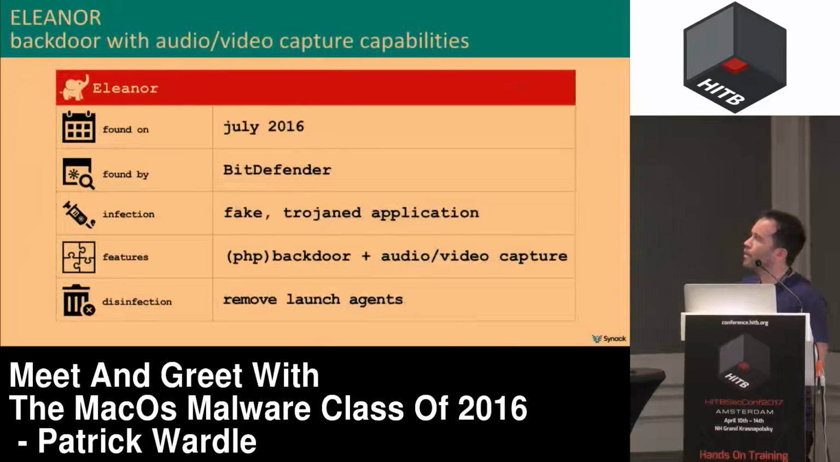Okay, so the next sample I want to talk about is Eleanor, and this was discovered in July by Bitdefender. And as we'll see, it's a PHP-based backdoor that exposed infected computers as hidden Tor services.